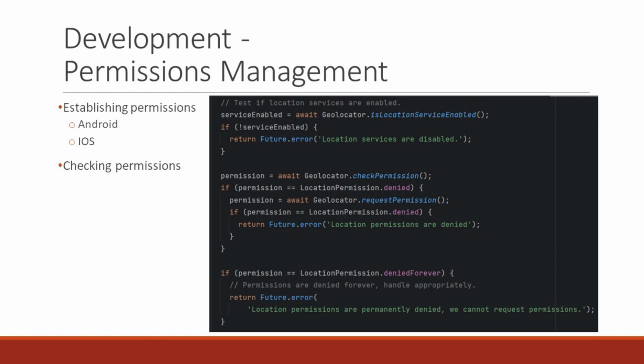First, we test to see if even the location services are enabled on your device. If not, then it denies the use of GPS. If it is enabled, we check for permission. If permission was not already given, then we request it. If that is denied or denied forever, then the GPS is not initiated and it's handled accordingly. If enabled or already had permission, then the GPS can get your current position.